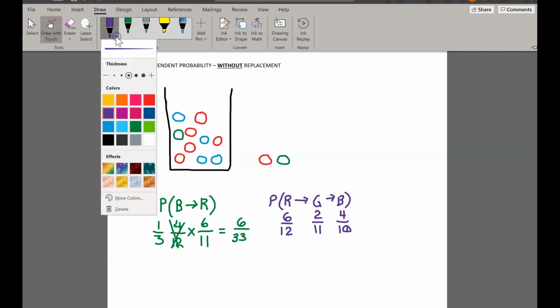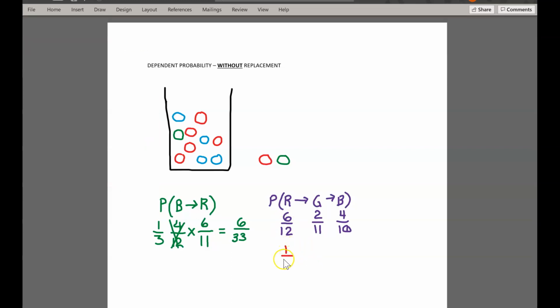Let's do our multiplication, since we now have our 3 individual probabilities. Okay, so can 6/12 be simplified? Yes. That can turn into 1/2. Multiply 2/11. Well, 11 is prime, so we can't simplify any farther there. So we have 2/11. And what about 4/10? Can that simplify? Yes, it can. It can become 2/5. And now we multiply. 1 times 2 times 2 is, of course, 4. And then 5 times 2 is 10.